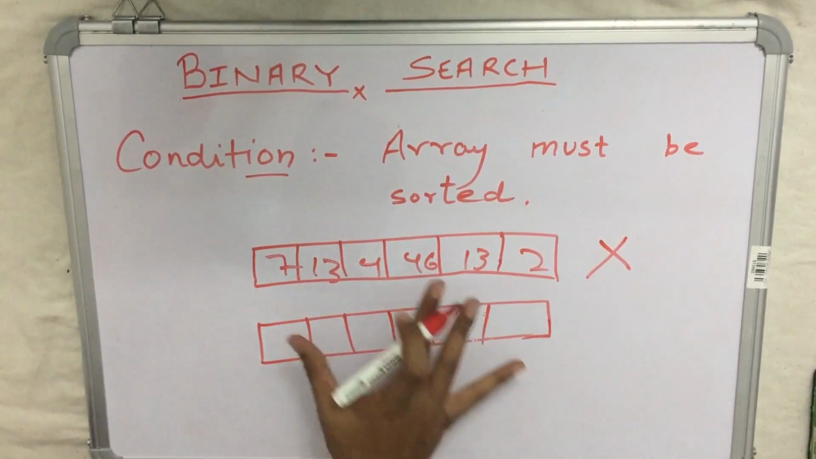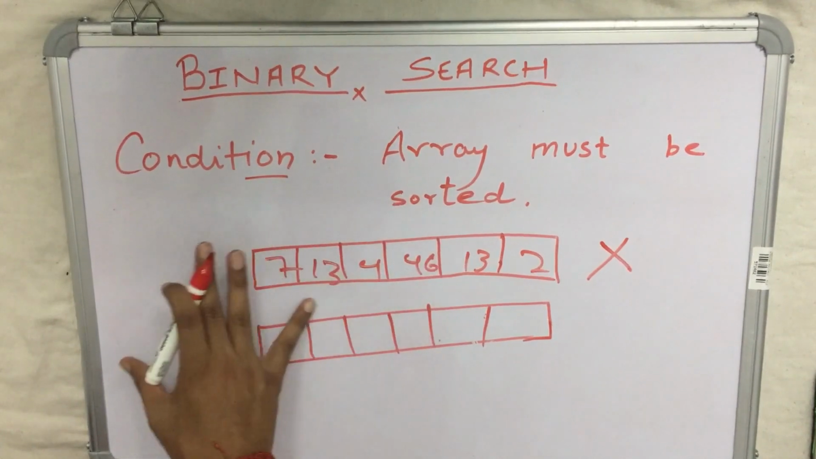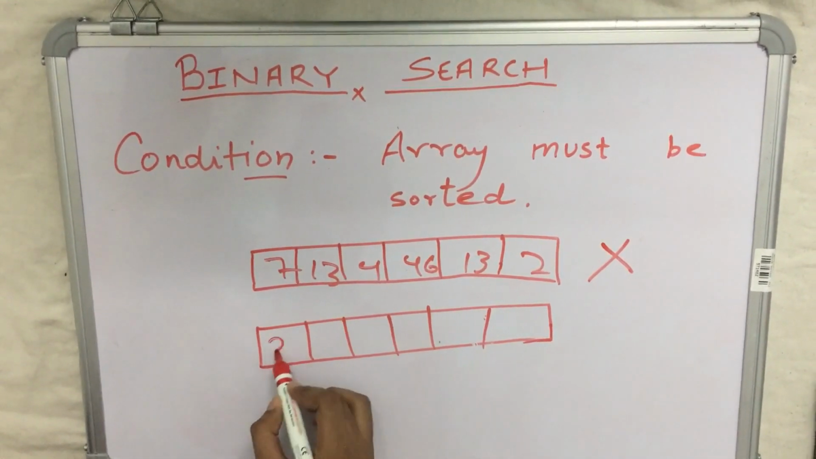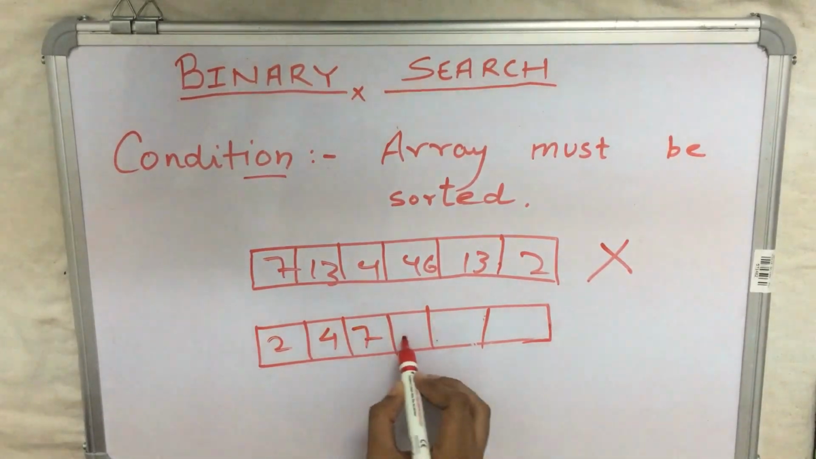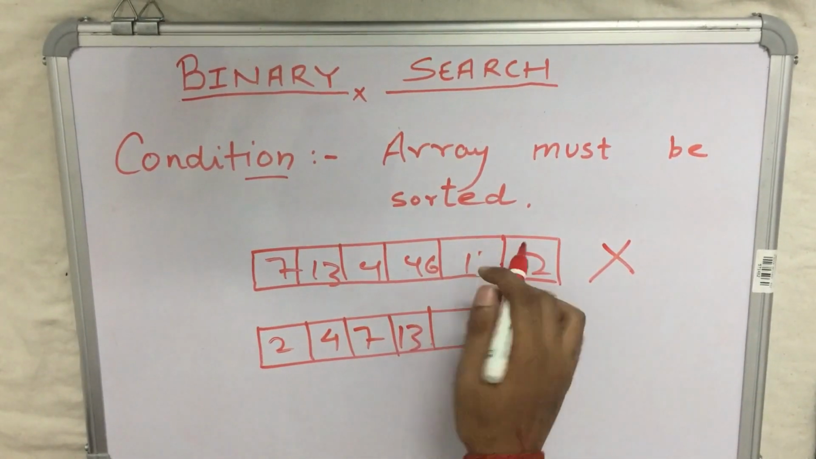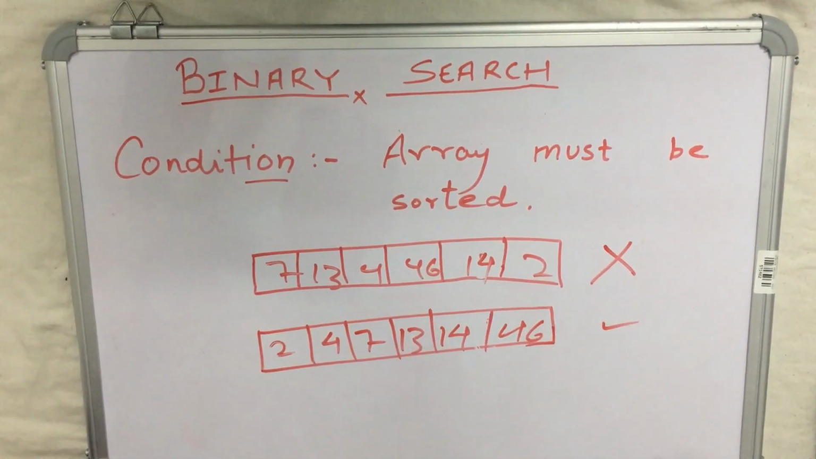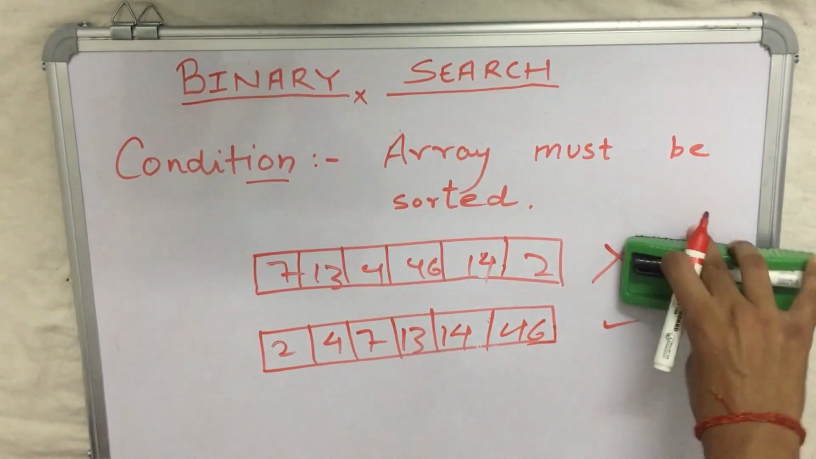If this comes as our input, we'll first sort it. So let's sort this first. The 2 comes first, then 4, then 7, then 13. Let's just take it as 14. So 14 and then 46. So this is a good array which we'll use for binary search.